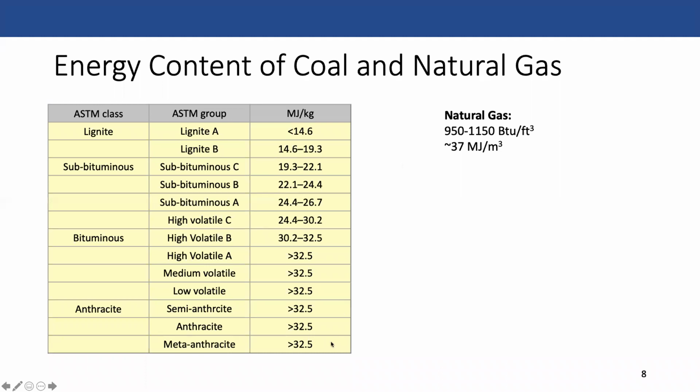Again, the higher the energy content, typically it means the higher ratio of carbon, and less presence of impurities such as sulfur, nitrogen, and so on. Natural gas, generally, we're going to say about 1,000 BTU per cubic foot. But again, it can have a range depending on how much impurities are contained within the gas.